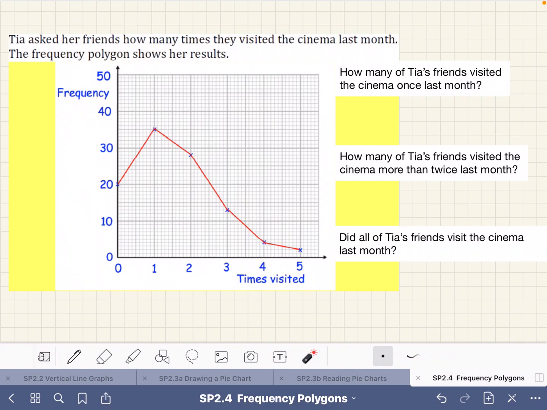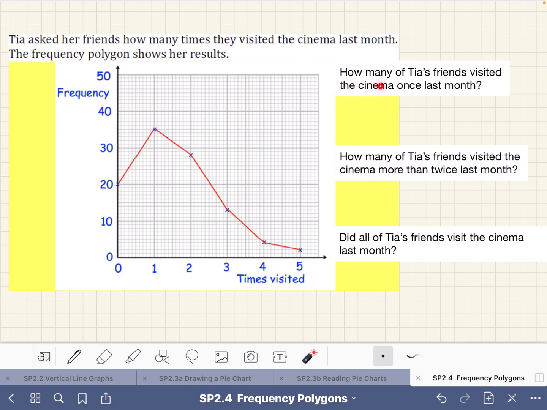Sometimes we are asked to read information from frequency polygons. In this frequency polygon, we can see that Tia asked her friends how many times they visited the cinema last month. And the frequency polygon shows her results. So the frequency is directly related to the number of friends, and the times visited across the bottom is how many times they went to the cinema during that month.